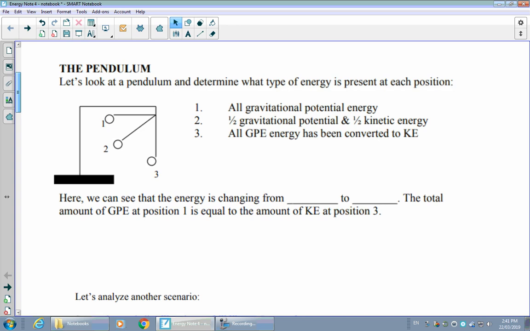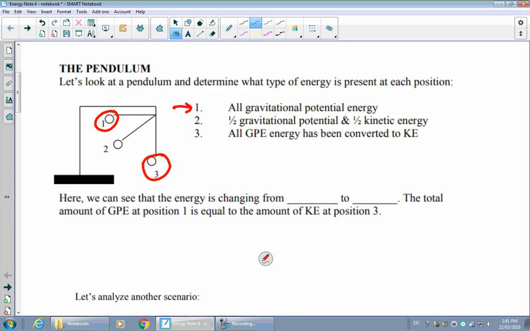And when it starts up at what we'll call position 1, it's at its highest point, and it's just sitting there at rest, ready to fall. So at its highest point, position 1, we can say that it has all gravitational potential energy because it's not in motion yet, but it's raised up to a certain height, and so it's got gravitational potential energy. Then it begins to swing downwards, and as it's swinging downwards, it gains kinetic energy. Eventually, it gets to its lowest point down at the bottom. At that lowest point, we'll call that position 3.